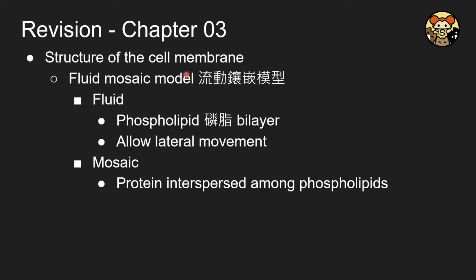In chapter 3, we will talk about the cell membrane. For the cell membrane, we have a model called the fluid mosaic model. The term fluid refers to the phospholipid bilayer, which allows the phospholipid molecules to move laterally, that is from left to right. And the term mosaic means that the proteins are interspersed among the phospholipid molecules.